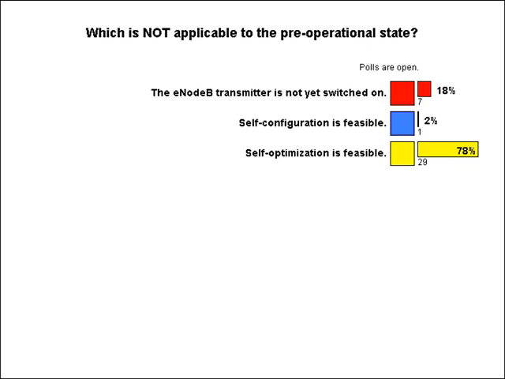Okay, 80% got it right. Yes, self-optimization is not possible, because self-optimization means the eNB is in the operational state. The SON feature is in the operational state, and you are processing the measurements. The RF transmitter is already on. So self-optimization is not possible. Configuration is possible, and that is one of the important things you want to take care of in the pre-operational state. And of course, the RF transmitter of the eNodeB is not yet turned on in the pre-operational state. Okay, very good. Thank you for your answer here.